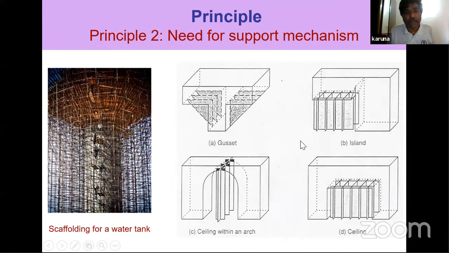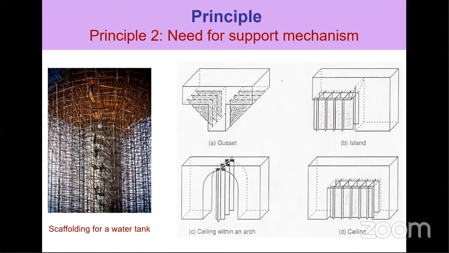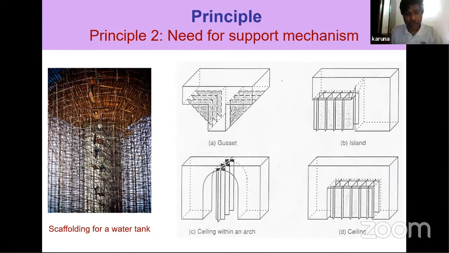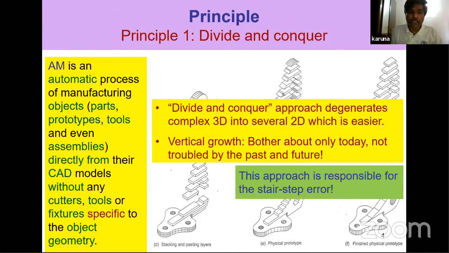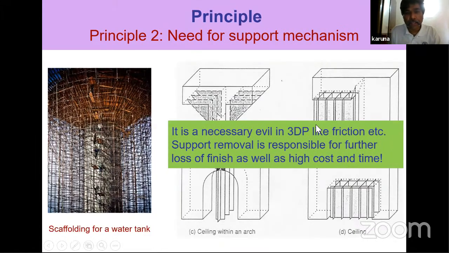So you'll find that these are the two principles. One is divide and conquer. Second is the requirement of a support mechanism. Okay, so the first one leads to an error called stair step error. The second one leads to an error which again affects the surface, because this is the support, this is the component. When you try to remove the support from the component, that interface will have some surface finish problem.